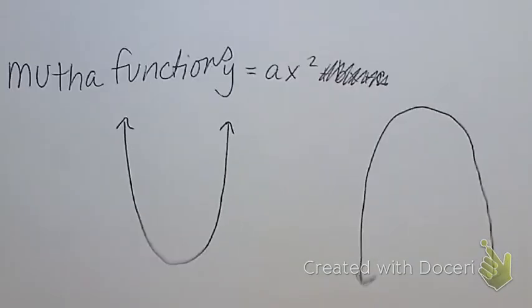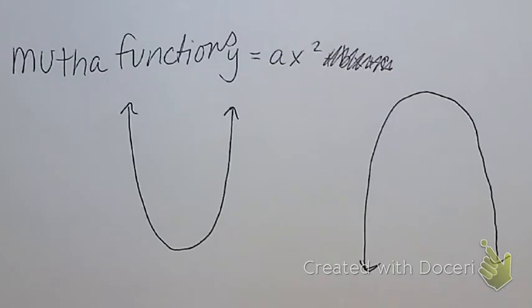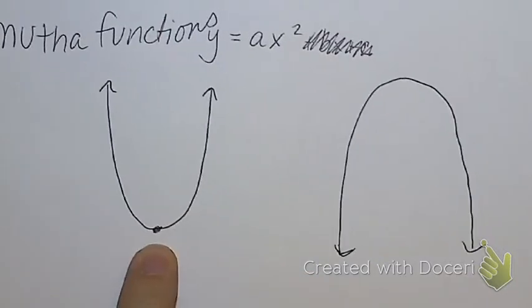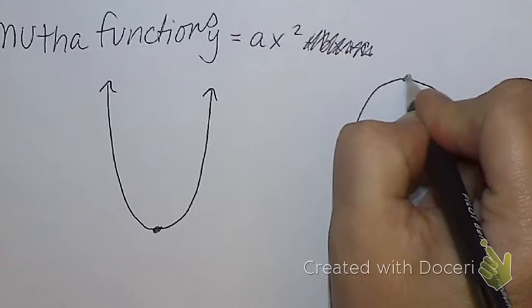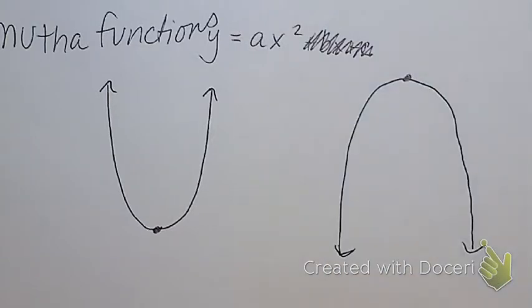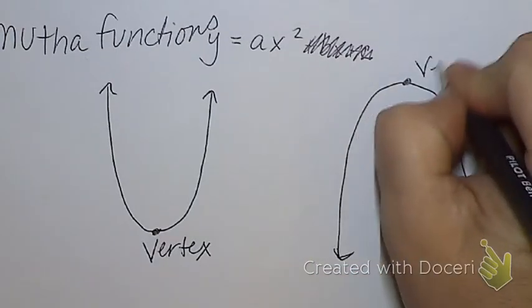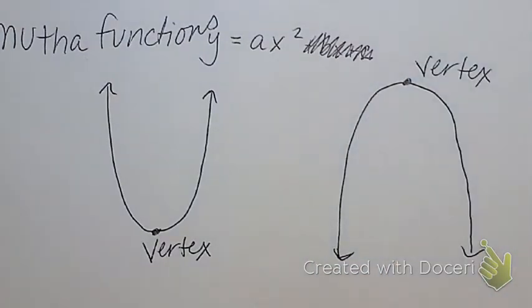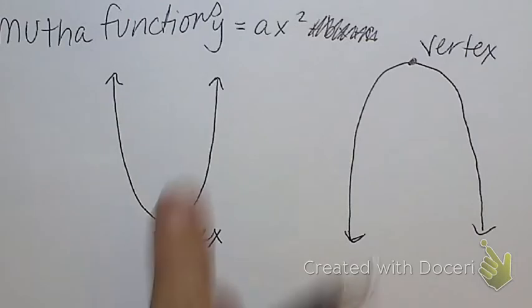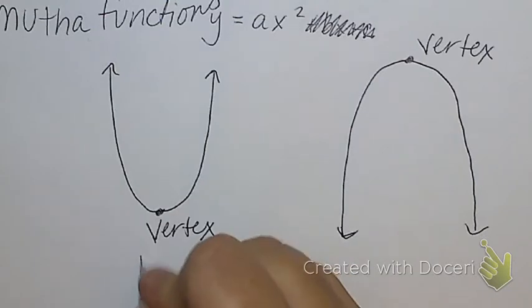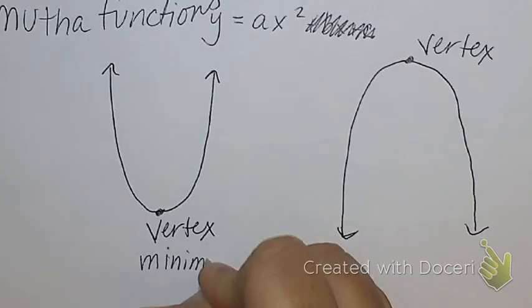Well, not quite. So we have this U shape, and there is a specific point at the very bottom of a U that's opening upwards, and the very top of a U that's opening upside down. Does anyone know what that point is called? It's called the vertex. So when the parabola is opening up, the vertex is at the bottom. And if it's at the bottom, we actually call it a minimum value.